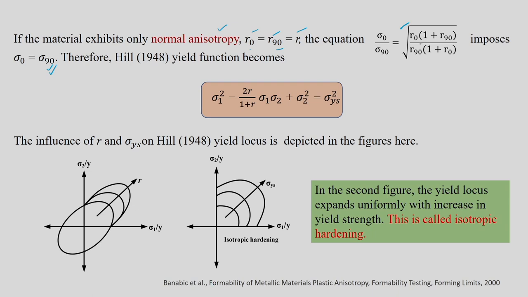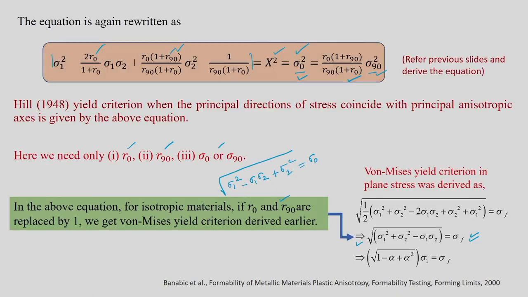So, any R value you can put, and you will find out that sigma 0 would be equal to sigma 90. And what will happen to the previous equation? The previous equation is going to become very simple. I am going to replace R0 by R. So, sigma 1 square will be there minus 2R by 1 plus R into sigma 1, sigma 2.